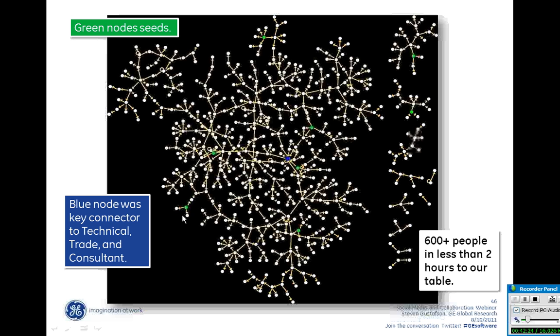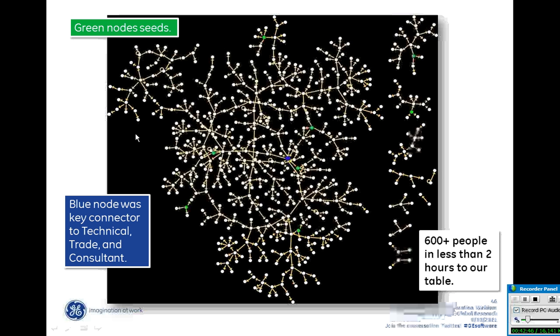Some people passed them around, and then nobody passed them on further. But the big group in the middle is really this whole population of people who visited the table. There were over 600 people in less than 2 hours who came, and probably that was a half or a third of the whole population that was at the festival. So it was very successful in driving people to the table.